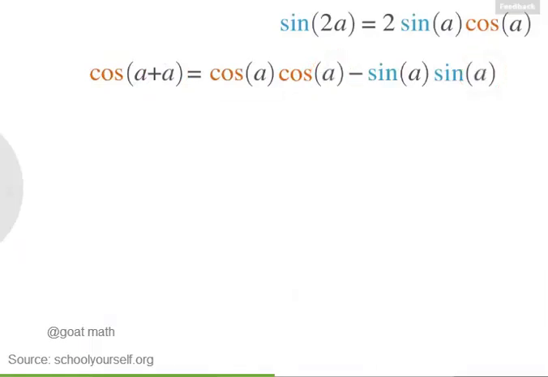On the left side we have cosine of 2A, and on the right side, cosine A times another cosine A is cosine squared A. Just so you know, this expression here means you're taking the cosine of A and then squaring the cosine.